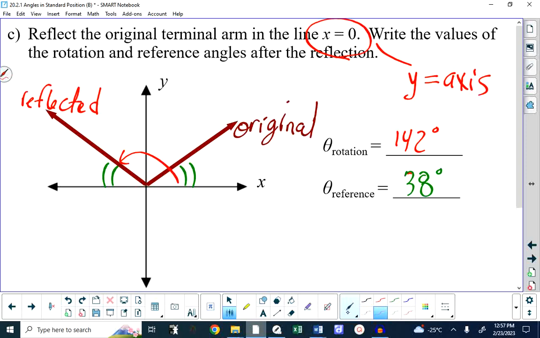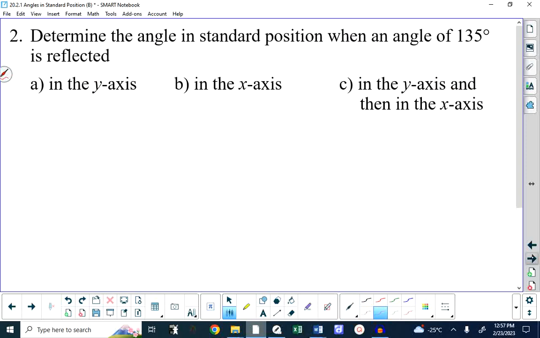I have one more question here before we move on to the more complicated or involved stuff, and it's determine the angle in standard position if we have 135 degrees and it's reflected in the y-axis. There's a couple of things that make this different. One is it's not in quadrant 1 to begin with. Two, I'm not giving you a grid. But I want to impress on you that I don't think most people can answer this question with 100% accuracy all of the time unless they are really good at visualizing the axes and what's happening, or they draw it themselves. So 135 degrees is in quadrant 2.